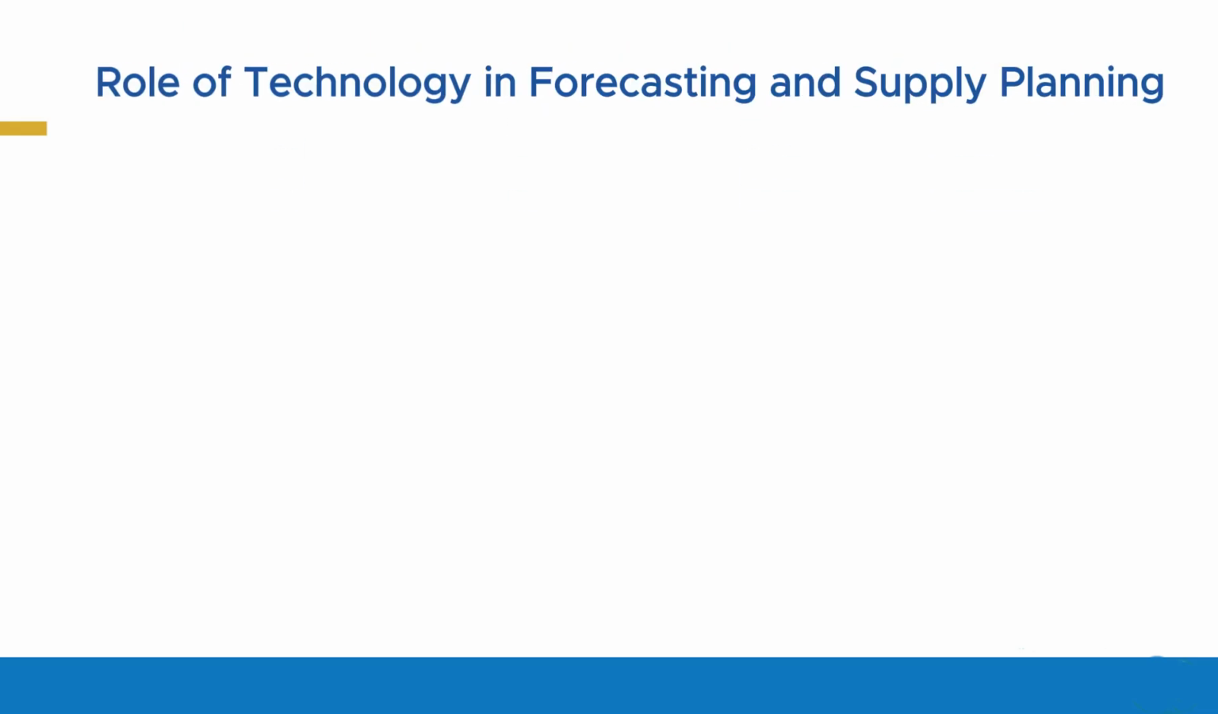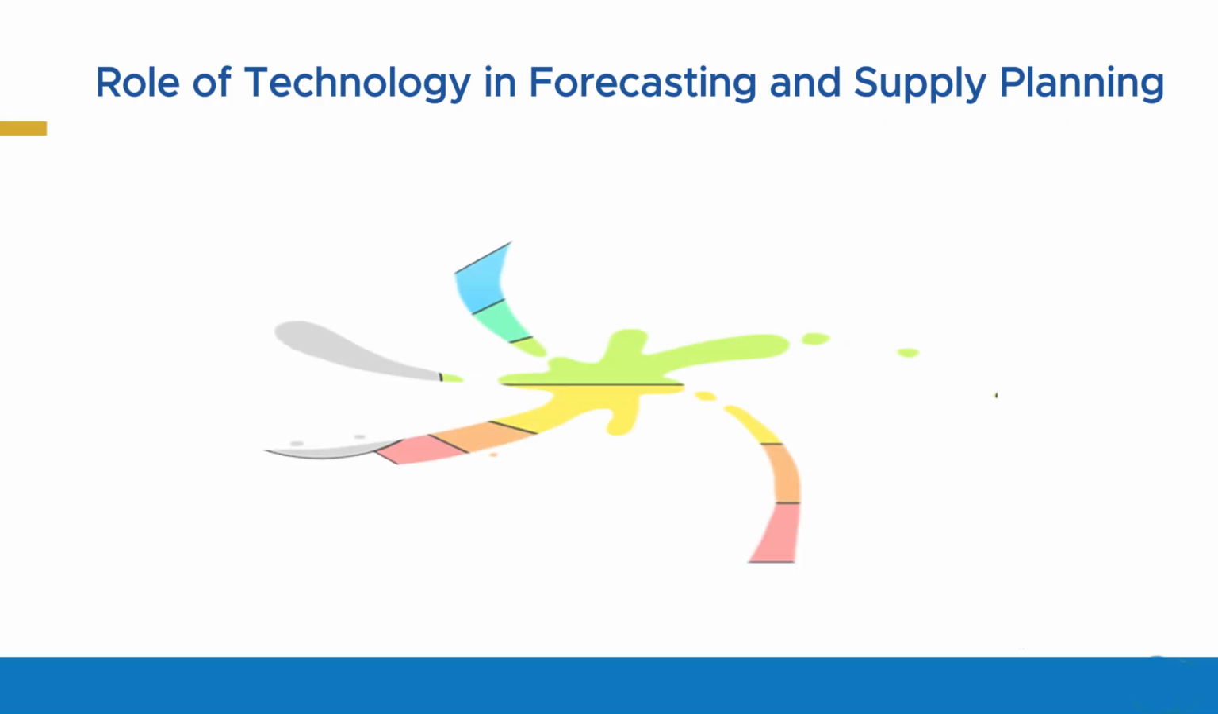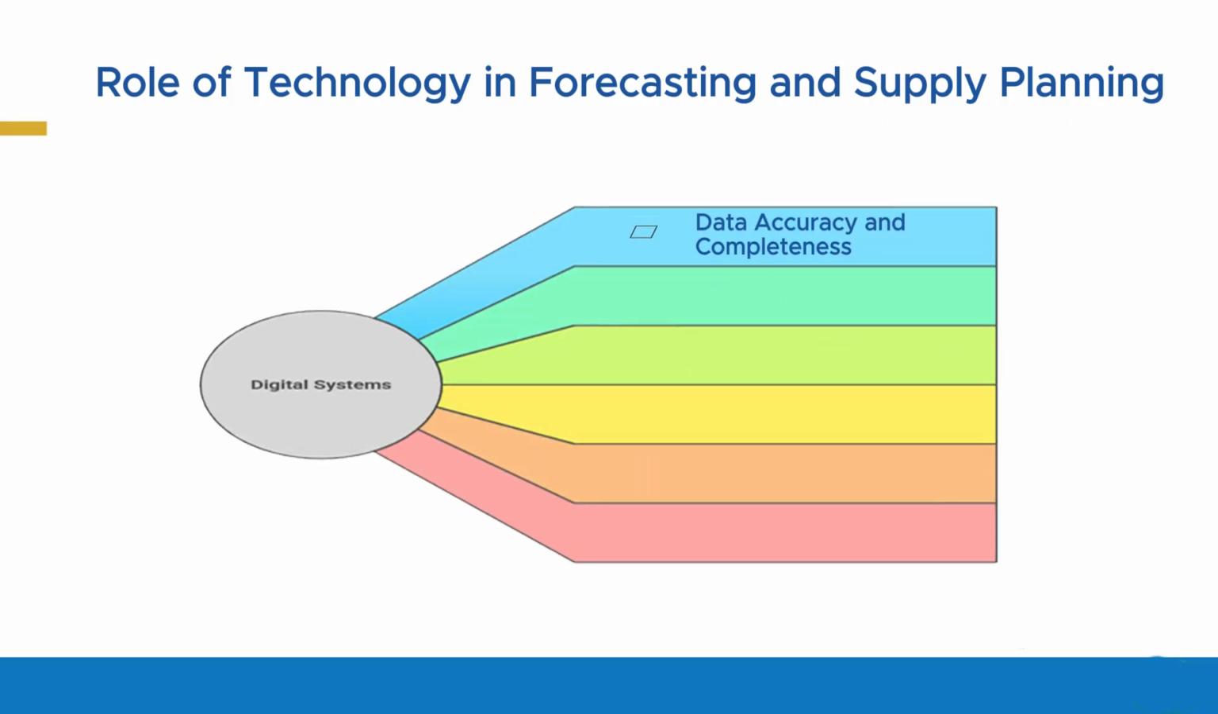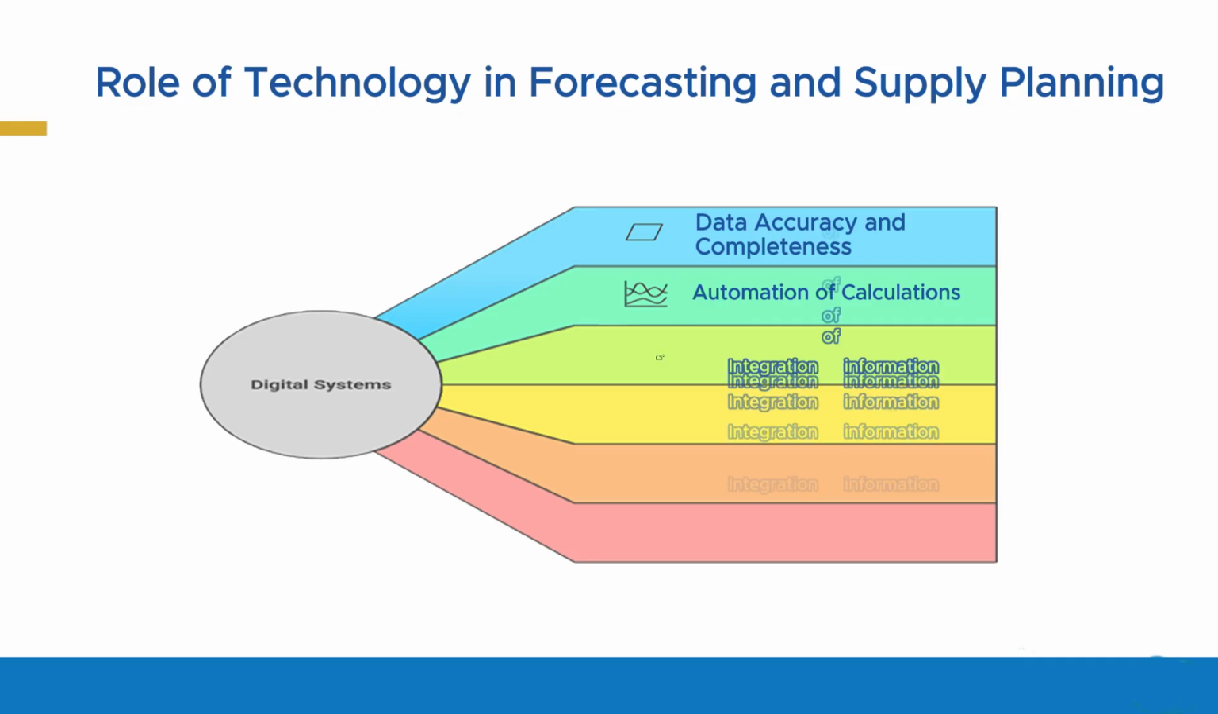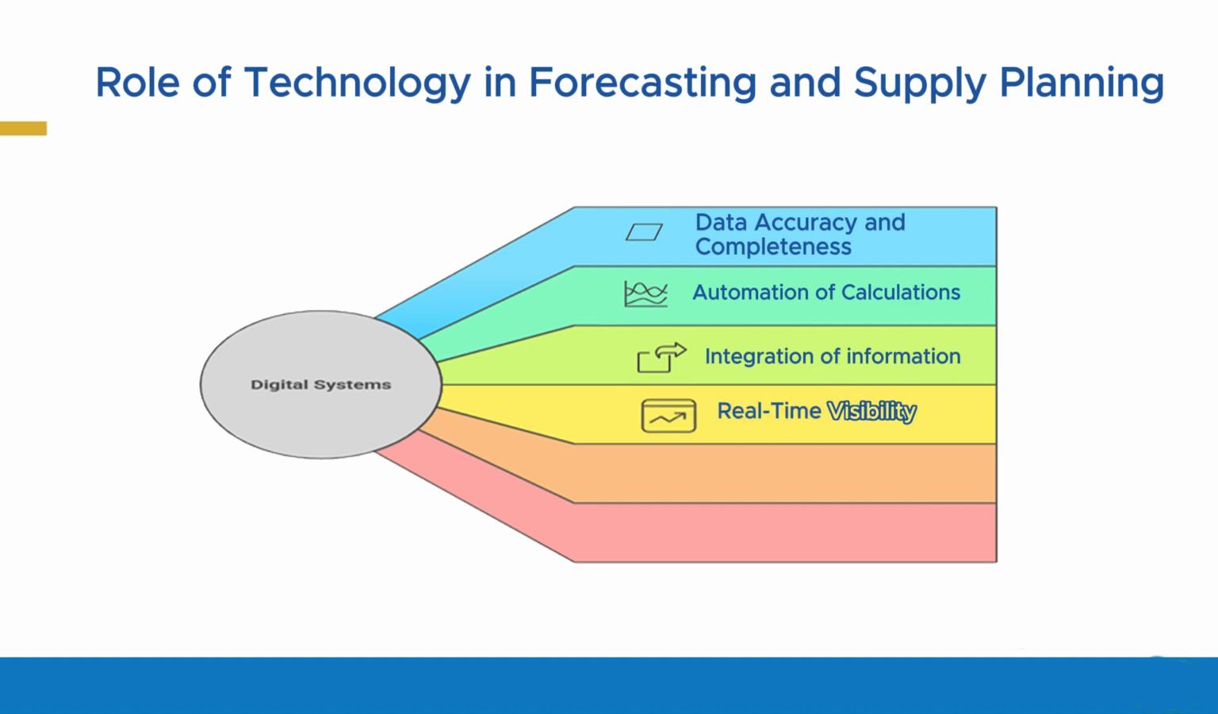Digital systems strengthen forecasting and supply planning by improving the accuracy and completeness of data, automating calculations and trend analyses, integrating information across facilities, regions, and national warehouses, providing real-time visibility of stock levels and consumption patterns, supporting rapid adjustments during outbreaks or emergencies, and enabling evidence-based decision-making at all levels. As Ethiopia advances toward a more digitized supply chain, these technologies have become indispensable.